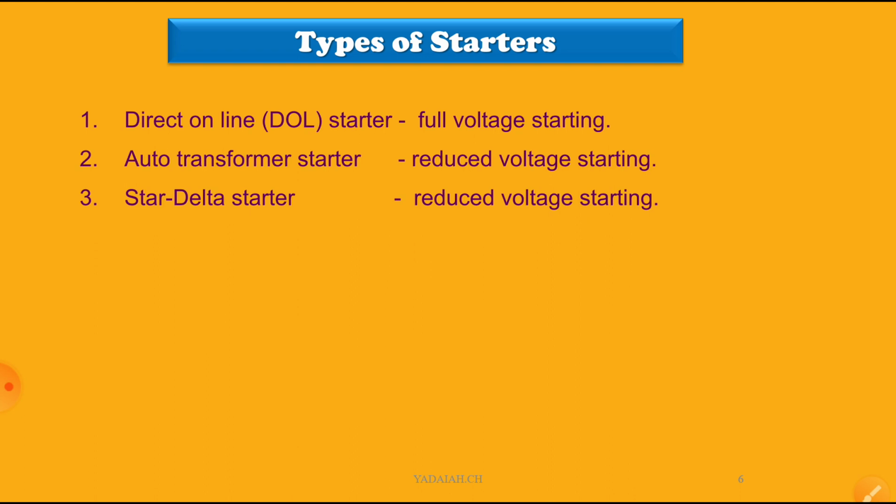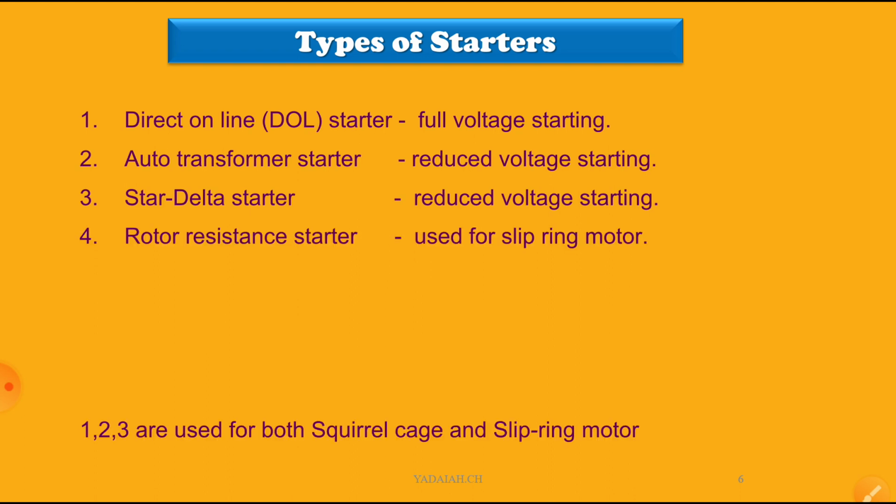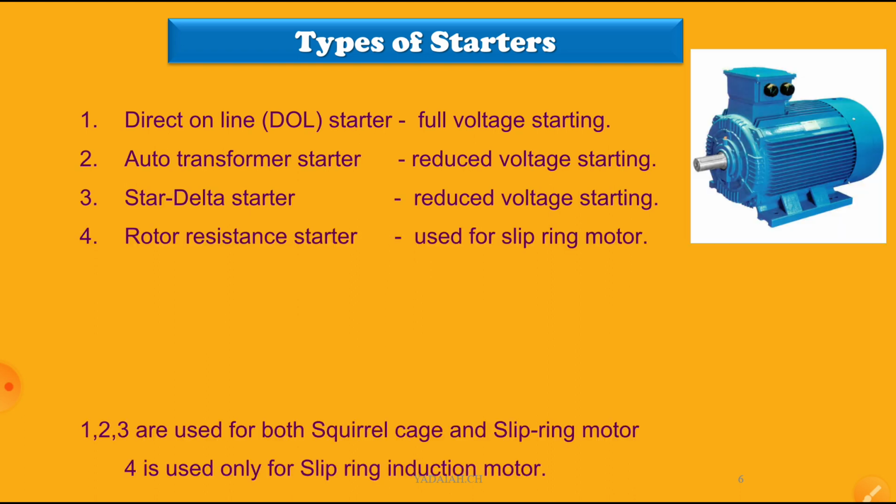These are all three methods: direct online starter, auto transformer, and automatic or manual star delta, which can be used for our squirrel cage induction motor. What is the squirrel cage induction motor? You can see here, this is a squirrel cage induction motor. It is a simple and rugged induction motor. Nearly 70% of the motors used in our electrical field are induction motors. Only 10% of the induction motors are slip ring induction motors.